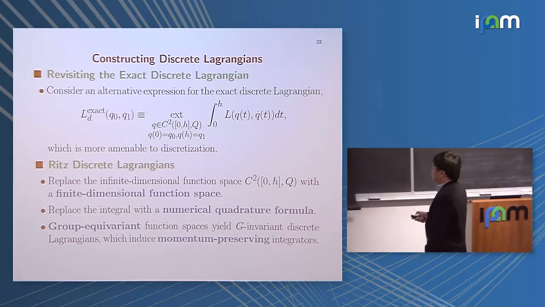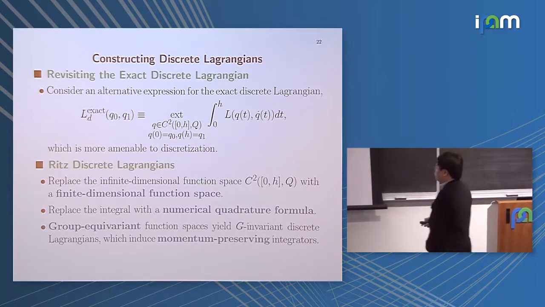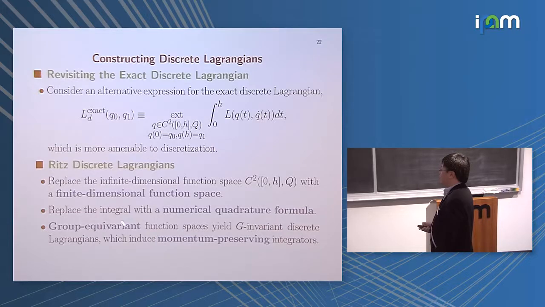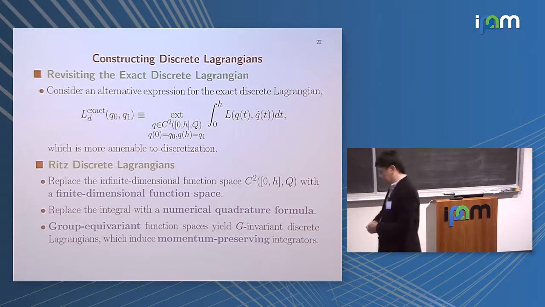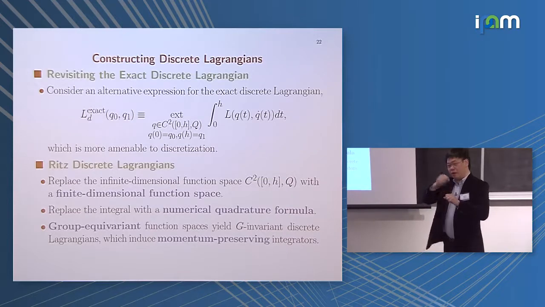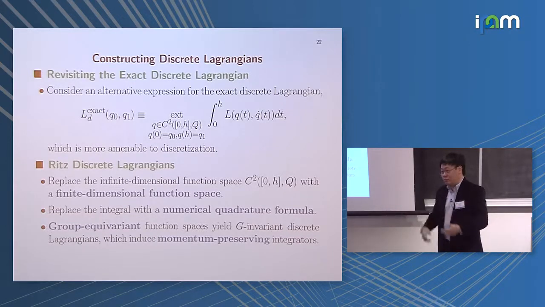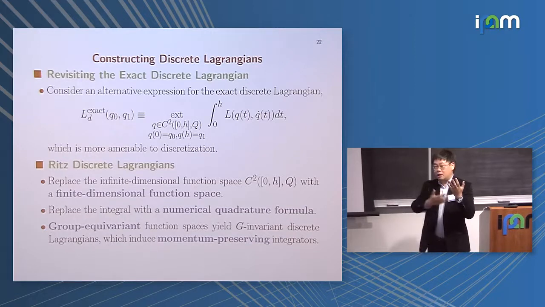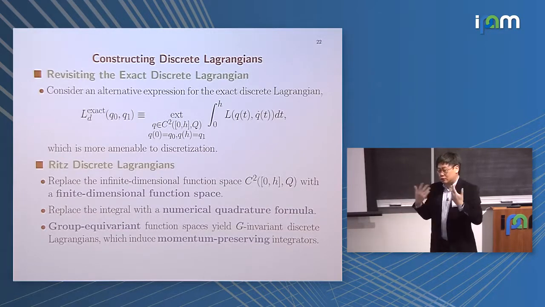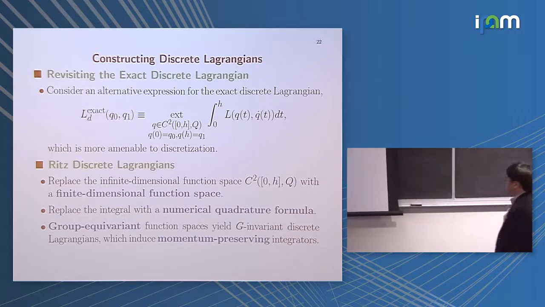So what you do next, to get a computable object, is to replace this infinite dimensional function space of twice differentiable curves with some finite dimensional function space, and to replace the integral with a numerical quadrature formula. Let me say at the onset that if your function spaces are group equivariant, then they will give you a group invariant discrete Lagrangian. What I mean by group equivariant function spaces is this: imagine you have a procedure where, given a bunch of points, I give you a curve which is parametrized by them. It doesn't have to go through the points, but it's parametrized by those points. If I take a bunch of points and transform them by some symmetry action, and I get a new curve, then I want the old curve and the new curve to be related by the same transformation. If that's true, then we say that this prescription for constructing the finite dimensional space is group equivariant. That's the thing which I want.